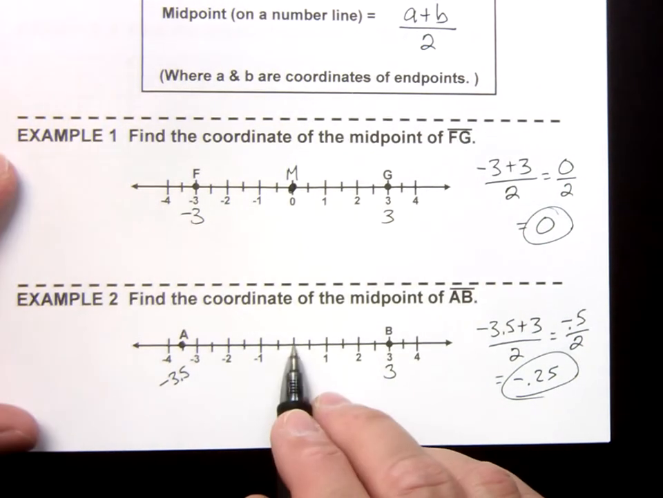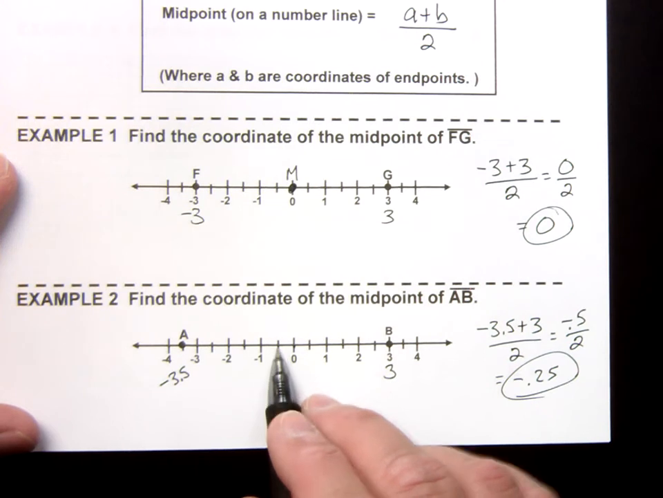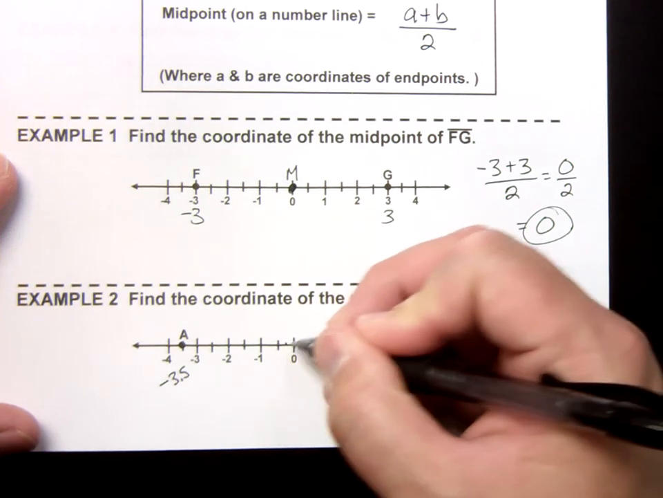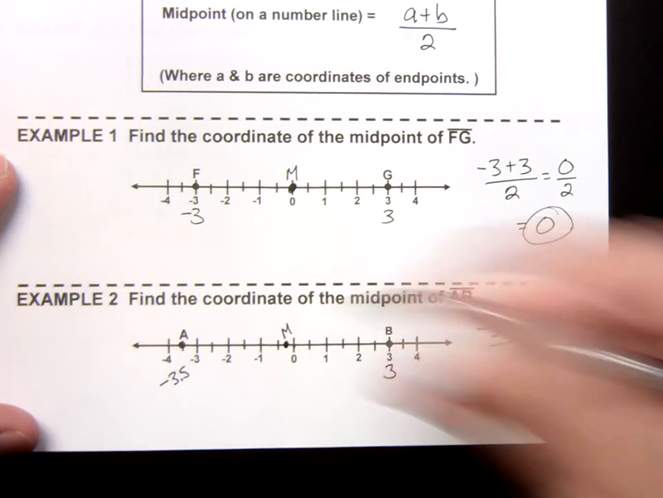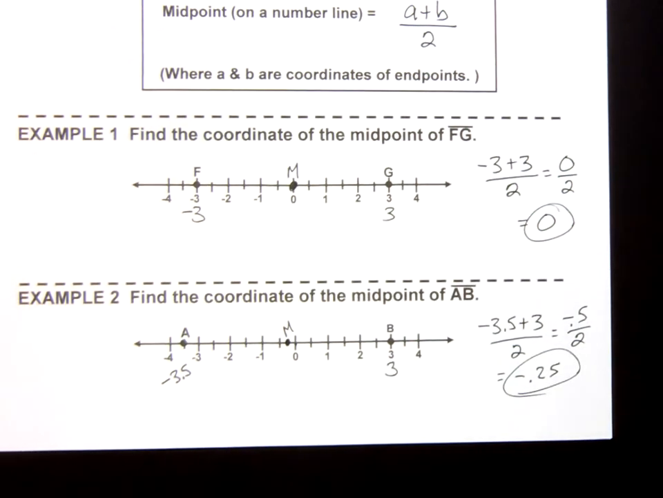Now, here's 0. If we go negative, we're going to the left. This is -0.5. -0.25 would be halfway between 0 and -0.5. So right there, that's where our midpoint is, at -0.25.